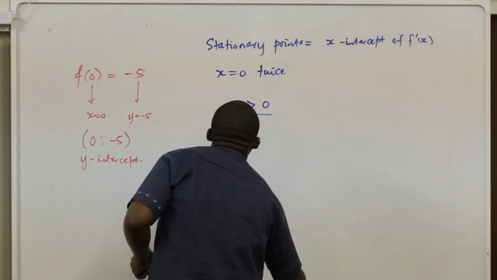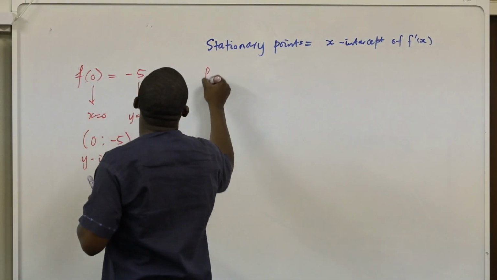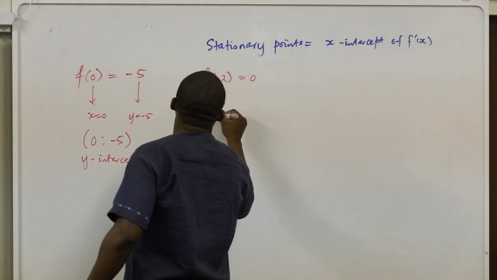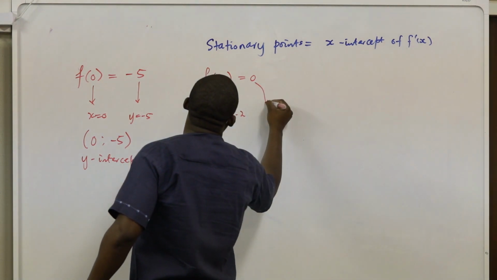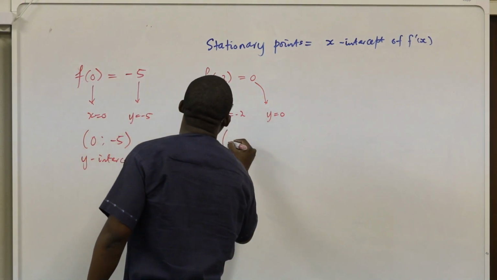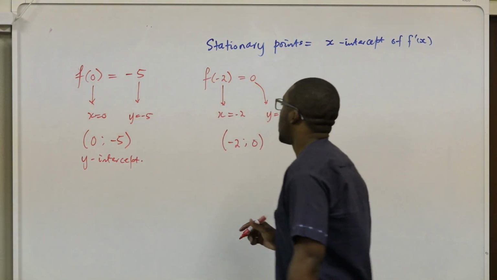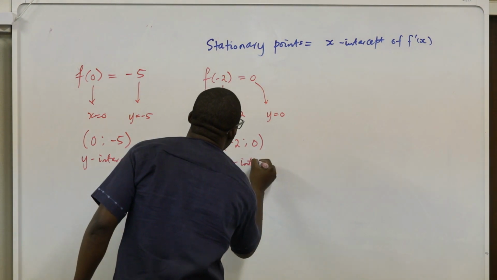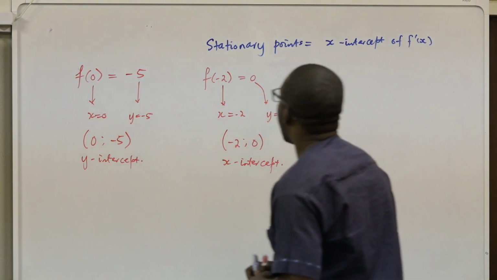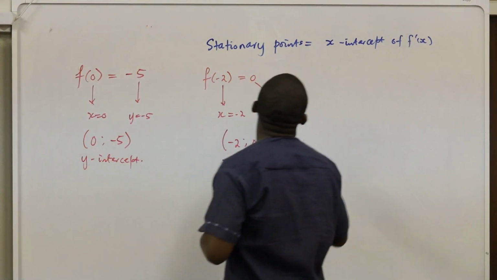Secondly, we're given the point f of minus 2 is equal to 0. This means there is an x value that is equal to minus 2 and its corresponding y value is equal to 0. Therefore, there is a point minus 2 for x and 0 for y. Whenever y is 0, that implies that this is the x-intercept.